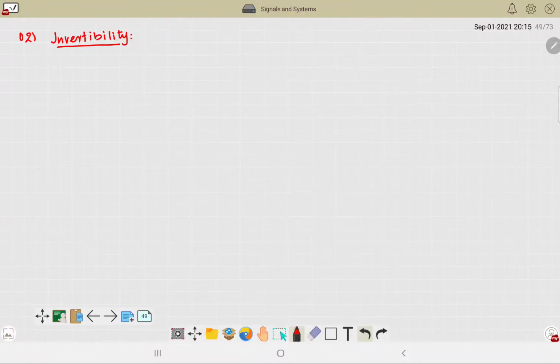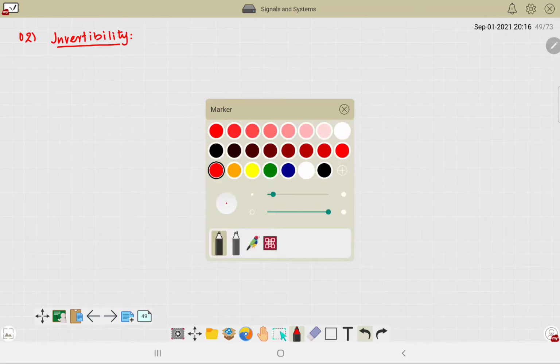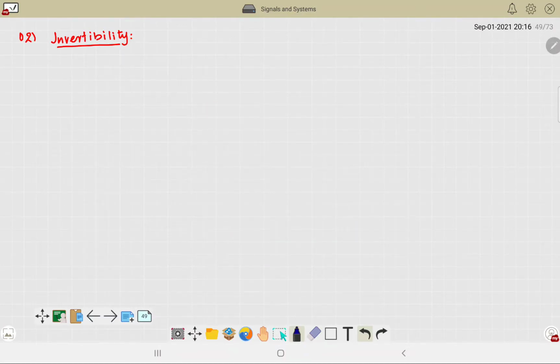Okay, welcome again. So we have done the first property, the linearity property. It's a very important property of a system. We also have some other properties which have some relevance, and one among them is the invertibility. Although it's not that important a property, still you need to know what an invertible system is. So it's quite literal. Invertibility means that you have an inverse of a system.